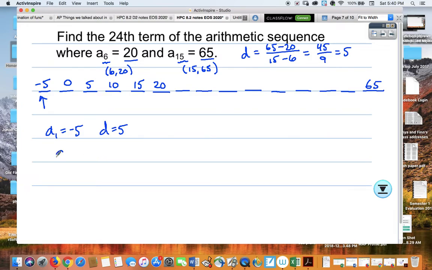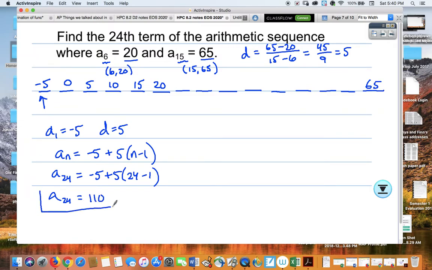So I could write my formula now. I could say a sub 1 plus d times n minus 1. The only reason why I would maybe want to write that formula is so that I don't have to keep adding 5 to figure out what the 24th term is. I can find the 24th term just by plugging in a 24. Okay, so if I plug a 24 in and I type that in my calculator, I'm going to get 110. So that means my 24th term is 110.